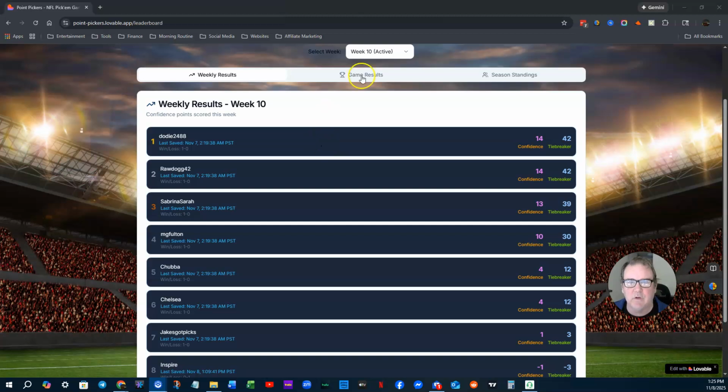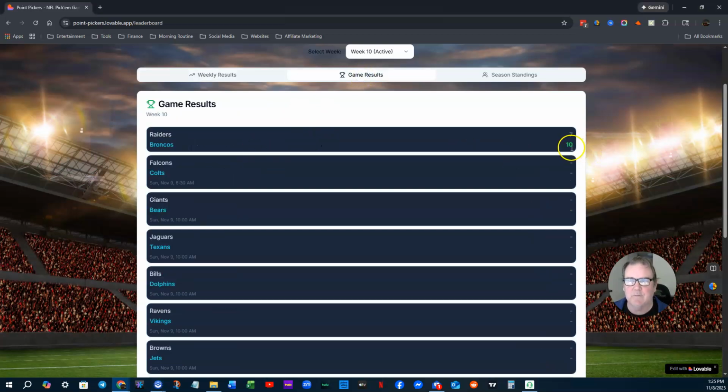This is the Week 10 results. You can see the game results. There's only been one game so far. The Broncos beat the Raiders 10-7, and the point differential, as you can see there, is 3. I'll explain why that's important.